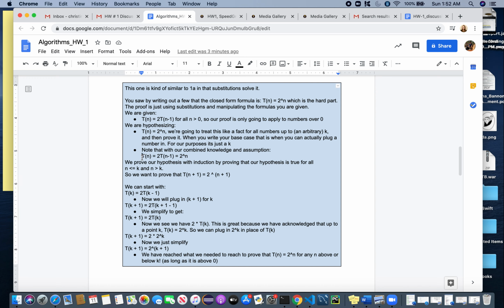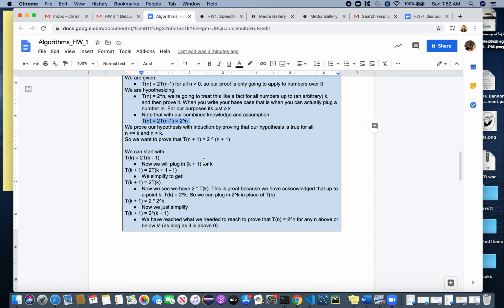So you do that, and we wind up with this. t of n equals 2 to the n. I'm saying t of n and then 2 to the n, it's easy to just mix up words there. Anyway, all right, and we went over this before. It's true for n less than or equal to k, and now we're proving that it's true for n greater than k. And ultimately, this is what we want to wind up with.